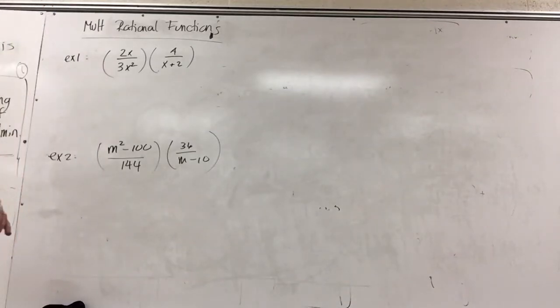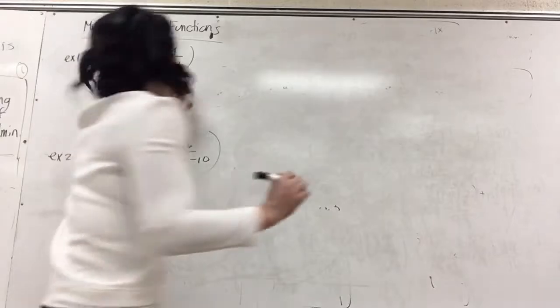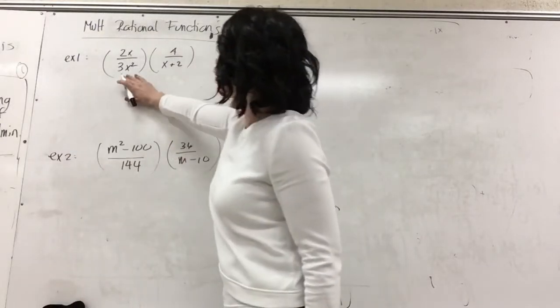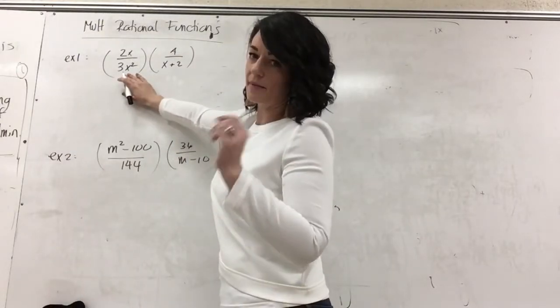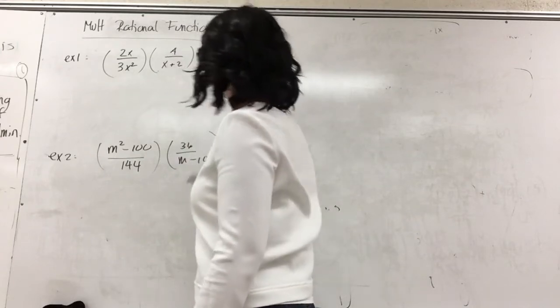Okay, next up is multiplying rational functions. So I have two rational functions multiplied together. Before I do anything, I should state my restrictions. What is going to make my denominator 0 is a restriction. So x cannot be 0 or negative 2.